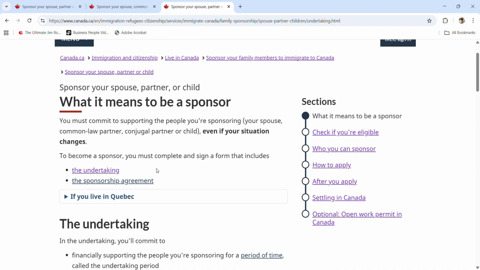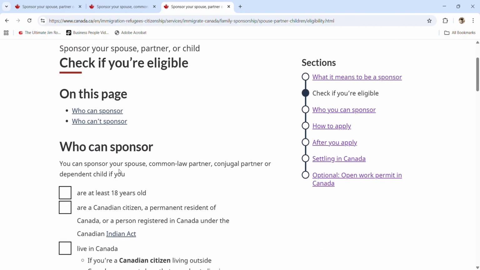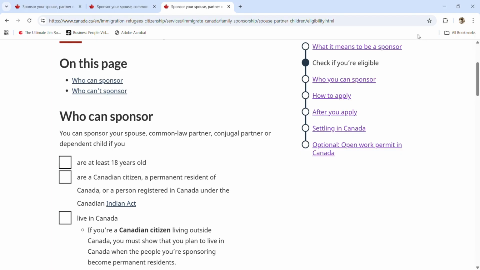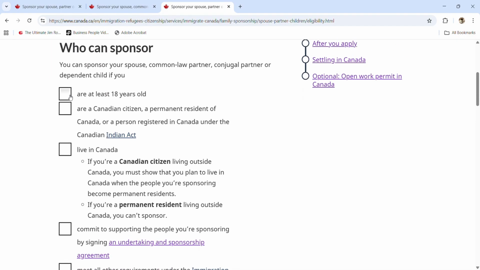All right. So let's go to the other option of checking if you are eligible to be a sponsor. Click in here. So who can sponsor? You can sponsor your spouse, common-law partner, conjugal partner, or dependent child if you satisfy all of those boxes. The first one is you are at least 18 years old, check mark, and you are a Canadian citizen or a permanent resident of Canada, or a person registered in Canada under the Canadian Indian Act.